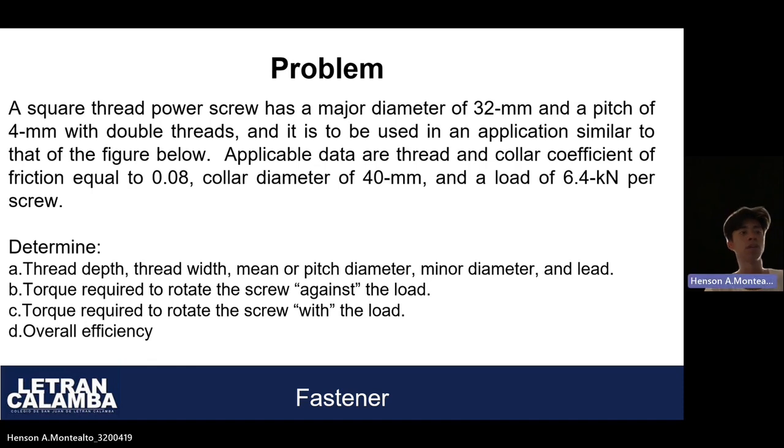Next slide is the problem. This is the problem, and we need to solve this. A square thread power screw has a major diameter of 32 millimeters and a pitch of 4 millimeters with double thread, and it is to be used in an application similar to the figure below. Applicable data are thread and collar coefficient of friction equal to 0.08, collar diameter of 40 mm, and a load of 6.4 kN per screw. To be determined, and we will discuss it later.